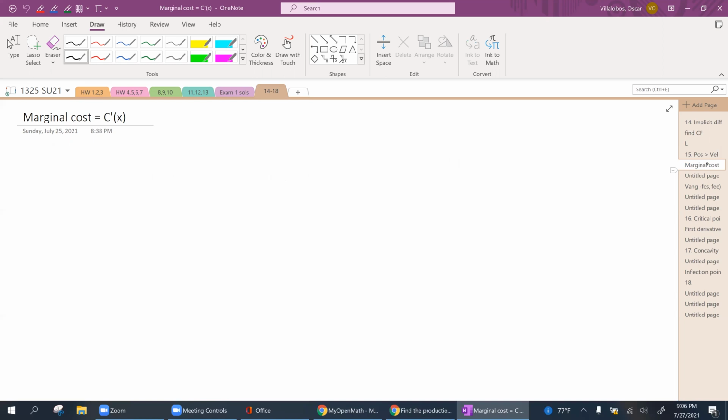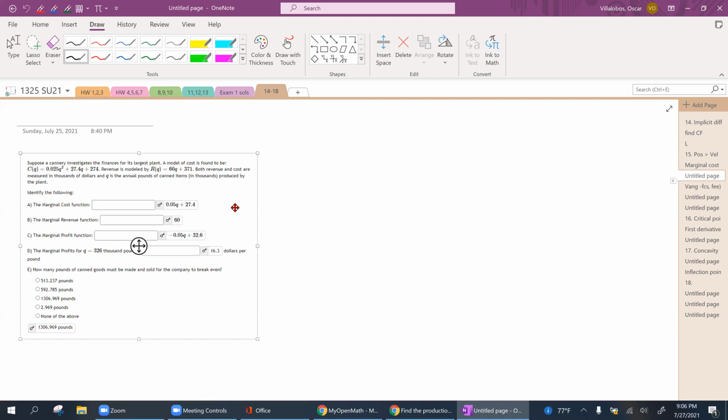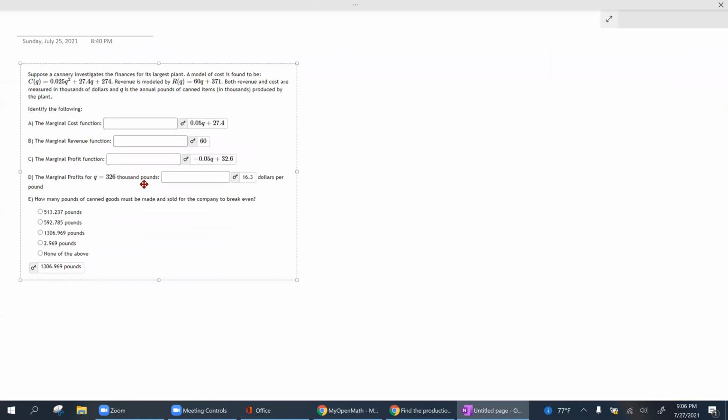For these word problems, especially for the business majors, you're going to be given a C function. If you're asked to find the marginal cost, that means you take the derivative of that C function. For example, here, you're given this word problem, a function C and a function R. If you're asked to find the marginal cost function, you're going to take the derivative of C.